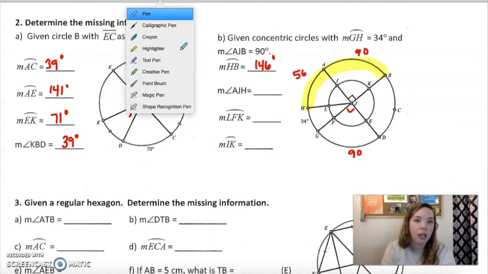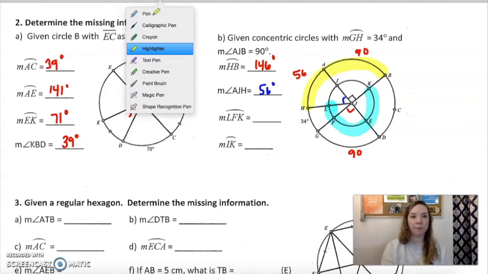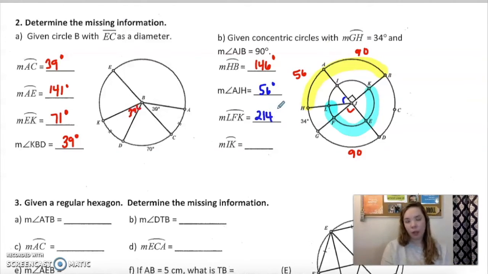Okay, AJH. AJH would be right here. So if its arc measure is 56, that means the angle is also 56 degrees. LFK, so that's a major arc, LFK here, is everything minus 90 minus 56. So I'll do 360 minus 90 and 56 to get 214. And then IK is the last one. So IK, if its angle is 90 here, then this is also 90.